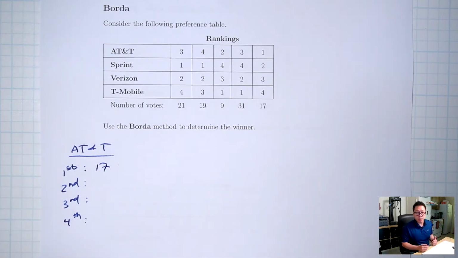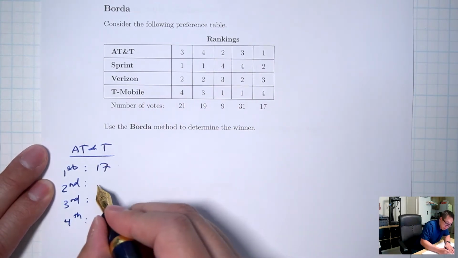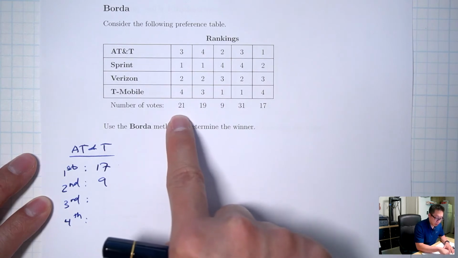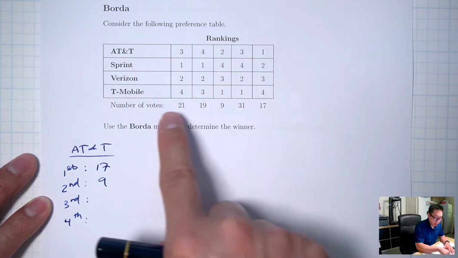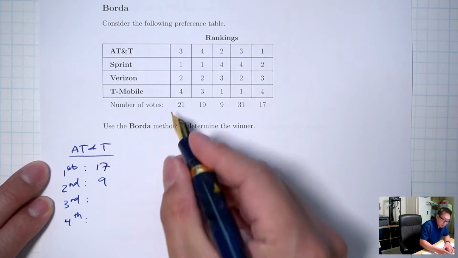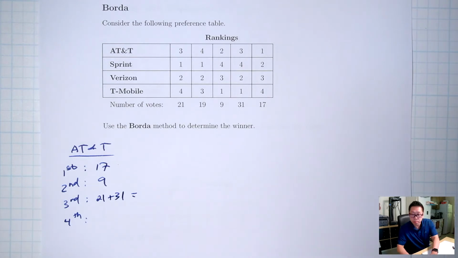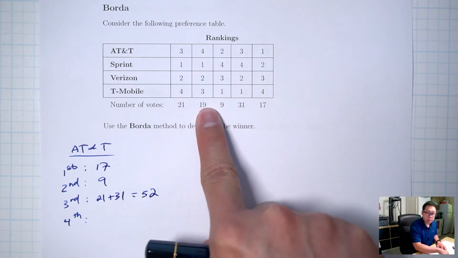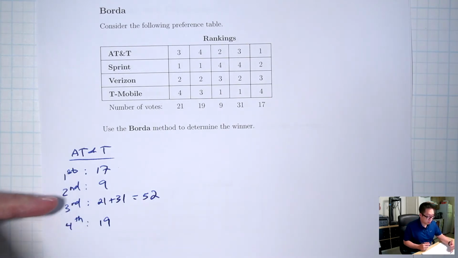How many second place votes did AT&T get? So look for the 2. Right here. So these 9 people. How many third place votes did AT&T get? These 21, but also don't forget about this other 31. So these 21 together with these 31 voted AT&T third place. So 21 plus 31, and that's 52. Fourth place, just those 19. So those are how many people voted AT&T first, second, third, and fourth.